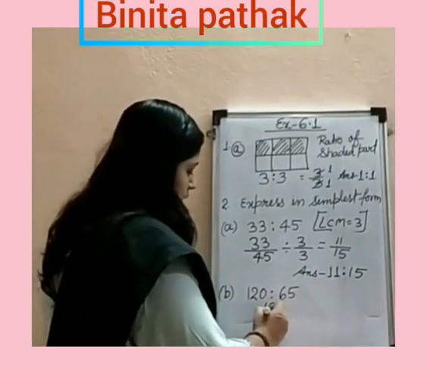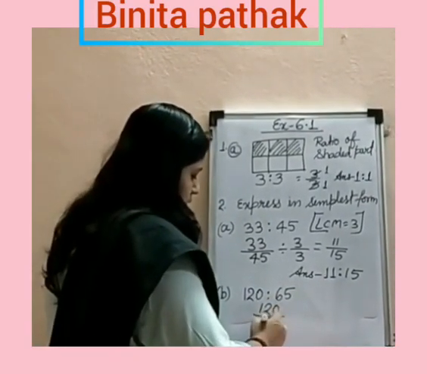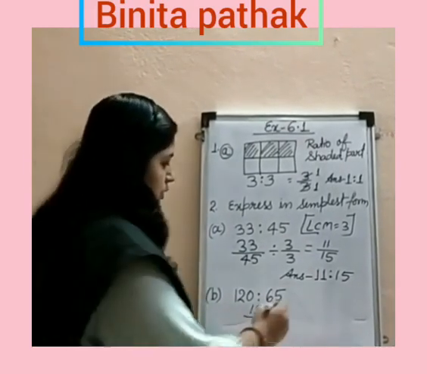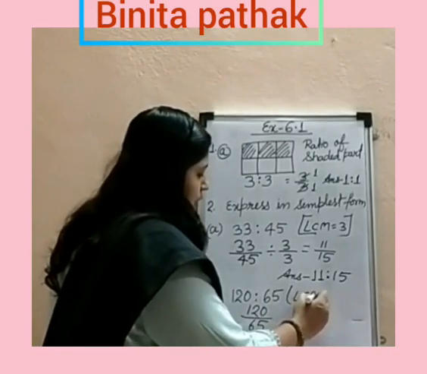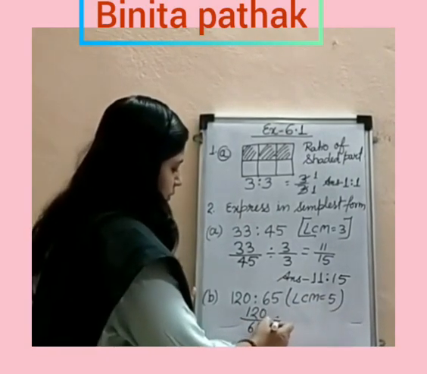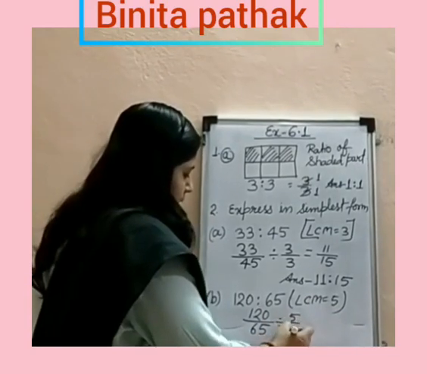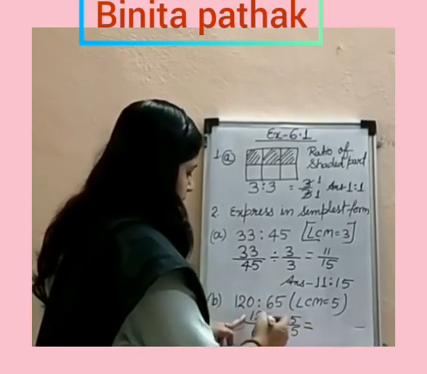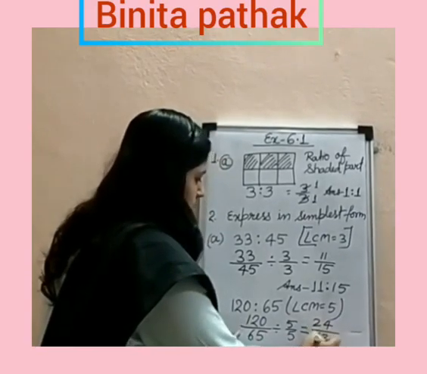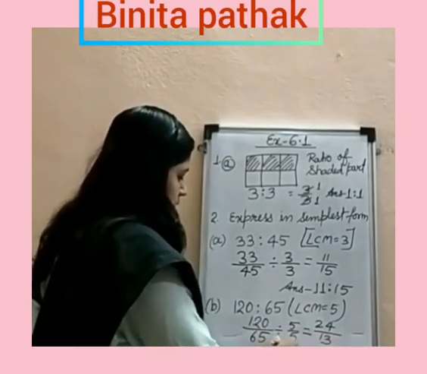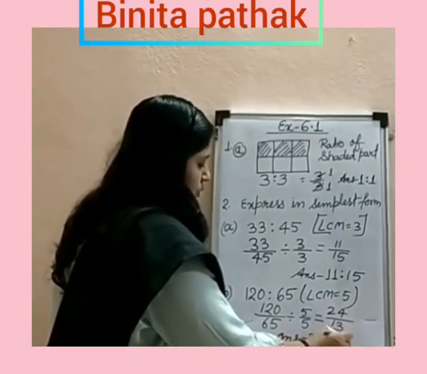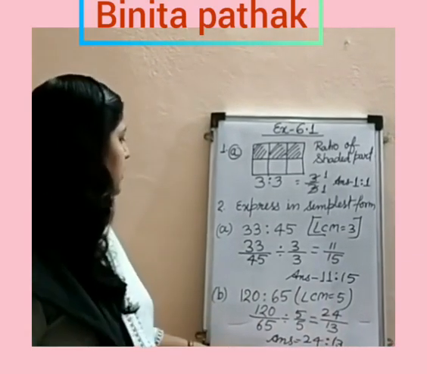Now next question B is 120 is to 65. So 120 upon 65 and the common factor of both is 5. So we will divide these numbers by 5. That is 24. That is 13. Our answer is 24 is to 13.